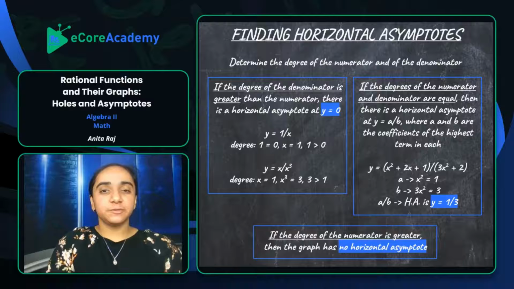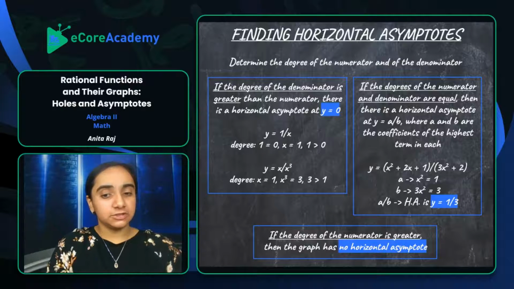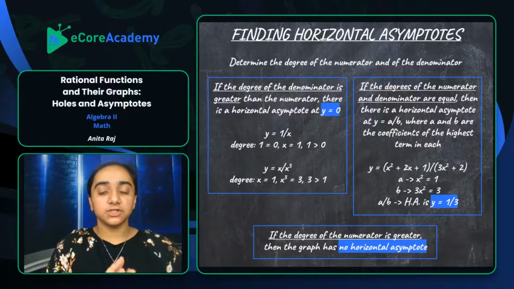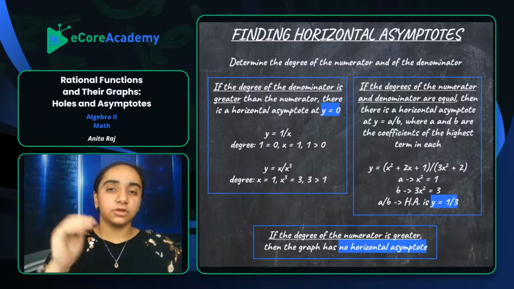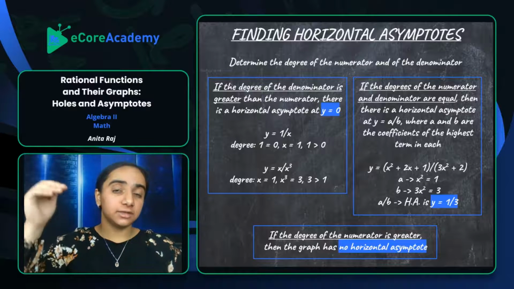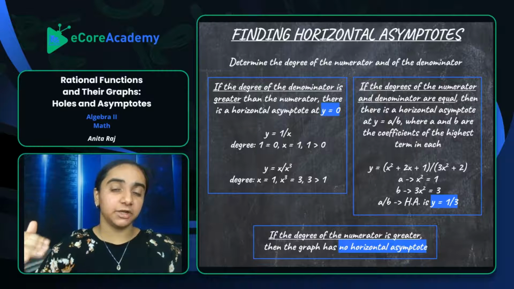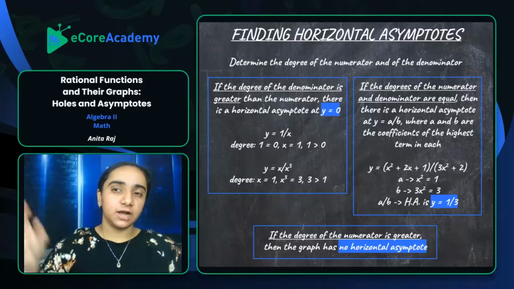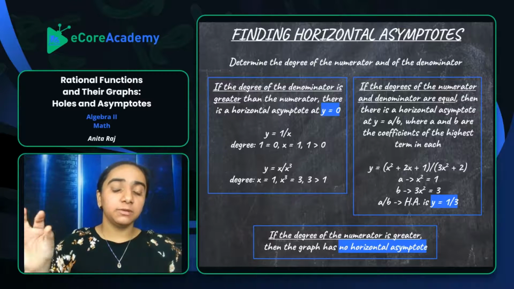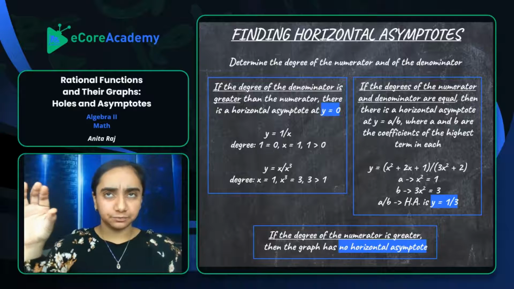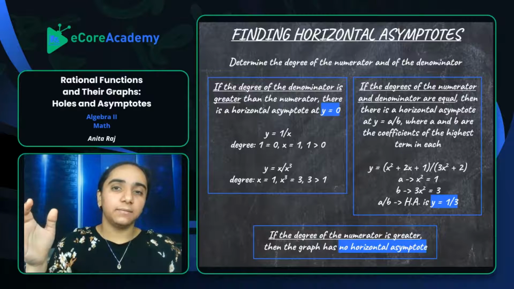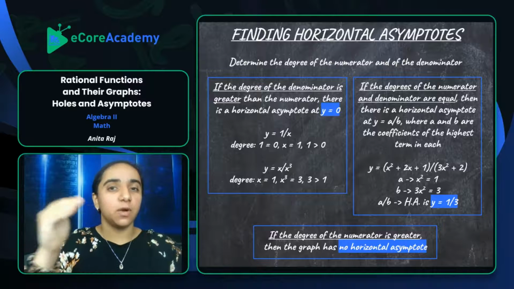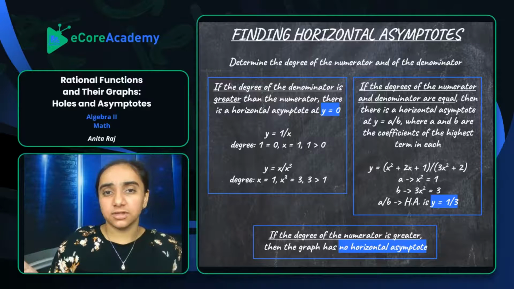And the last scenario is pretty simple. If the degree of the numerator is greater, then the graph has no horizontal asymptote. And this makes sense because in our first example with the hole, you saw that the degree of the numerator was a quadratic, and then the denominator was a linear term. And we were able to find a common factor and simplify it. And what we were left with was a line, albeit with one discontinuity at one point, but a line doesn't have a horizontal asymptote.